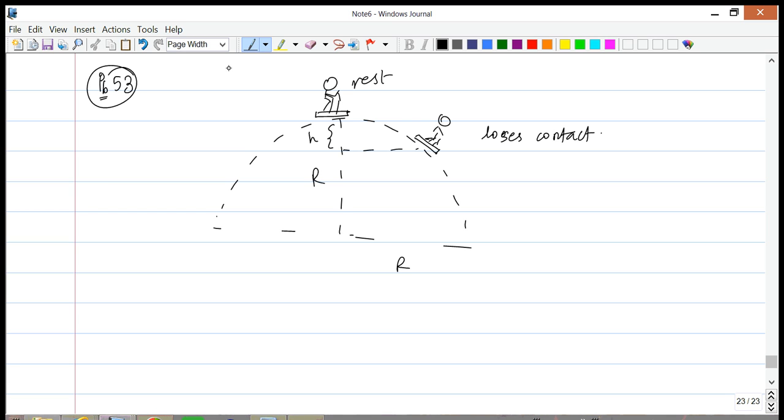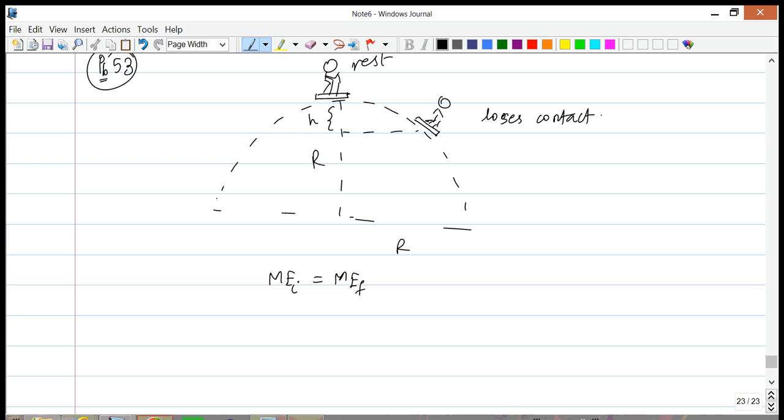So what we know is that it starts from rest, so if it drops a height, this unknown height h, we can figure out the speed that the skier will have. Okay, so let's use ME_i equals ME_f to figure this out. First part is, let's figure out the speed. Once we know the speed, then we can draw a free body diagram for the object and identify the forces. And for it to lose contact, what we know is that the contact force must be equal to 0.